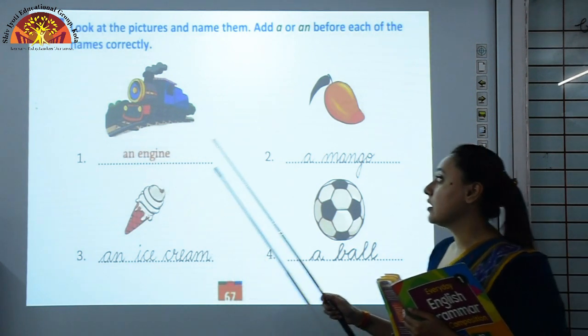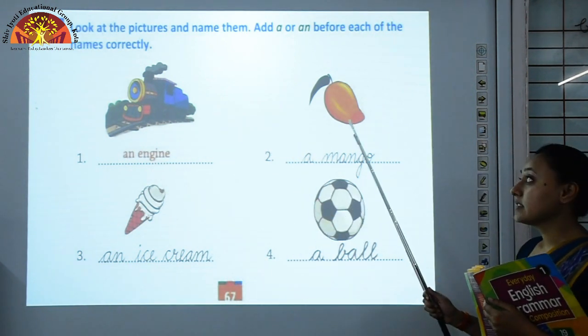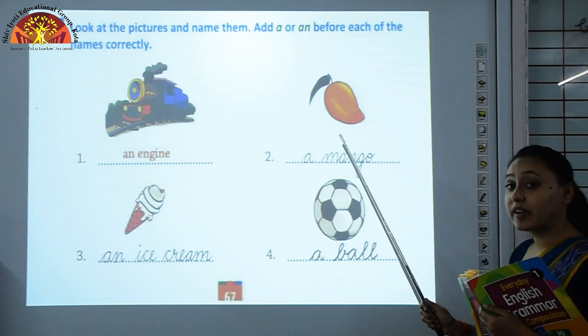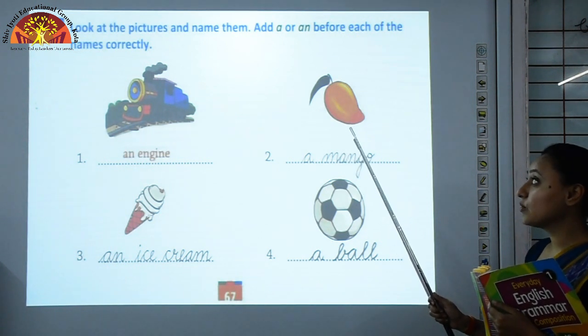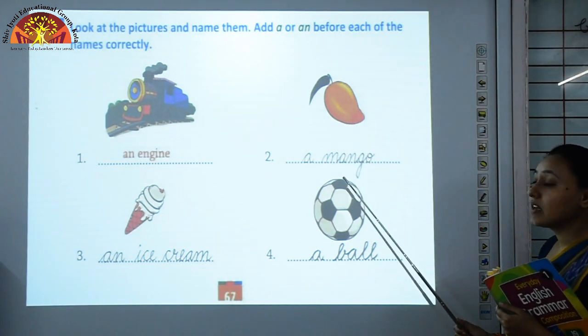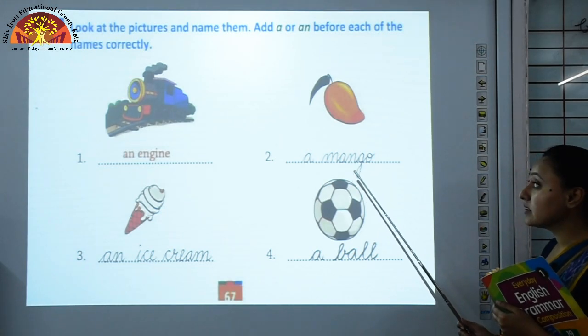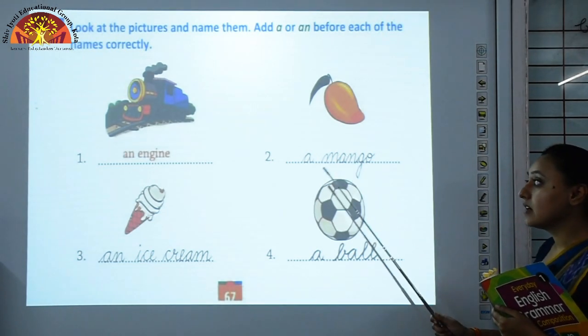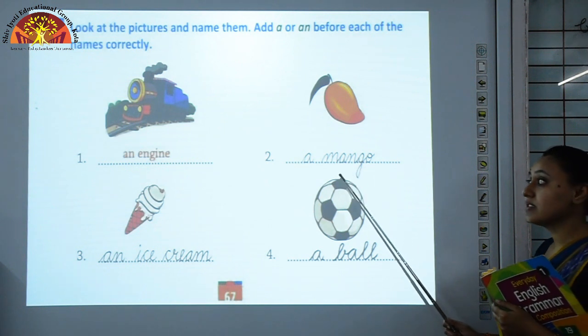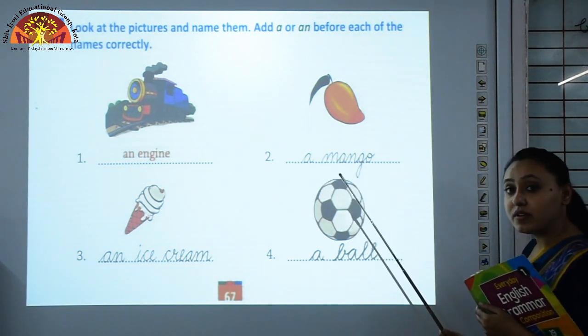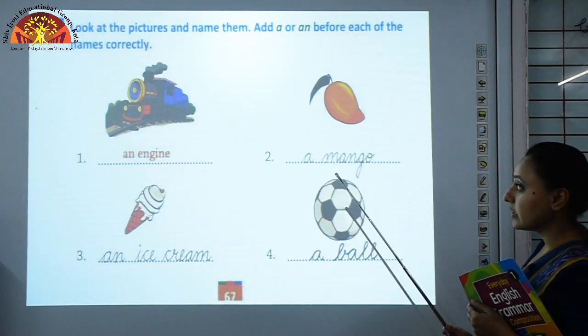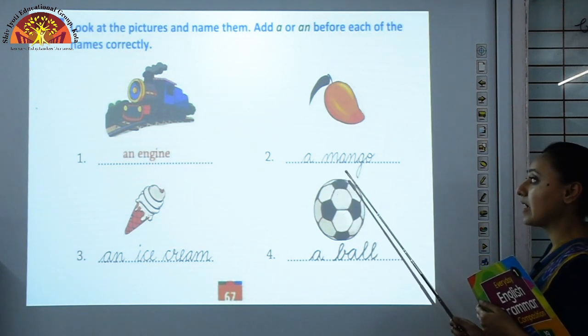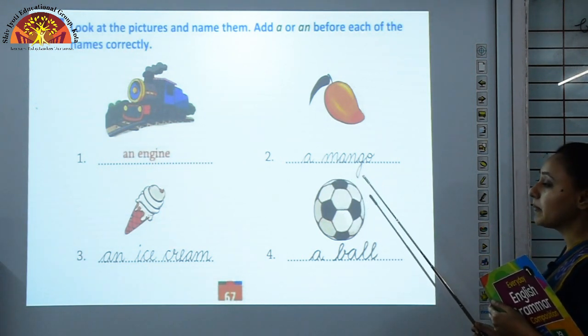Okay children, now move to number 2. This is the picture of a mango, very tasty, very sweet mango. So mango is a consonant sound word. So we will add a before mango because we add a before a consonant sound word. Okay. So a mango, M-A-N-G-O, mango.